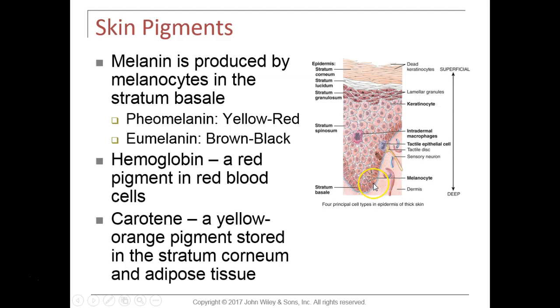There's also a yellowy-orange pigment called keratin. These keratines, these are plant pigments, and they can be stored into our epidermis and up into our stratum corneum as we consume more of these types of plant-derived food items that have these types of yellowy-orange pigments in them, and those pigments can be part of what gives our skin its color. Those pigments can also be stored in adipose tissue.